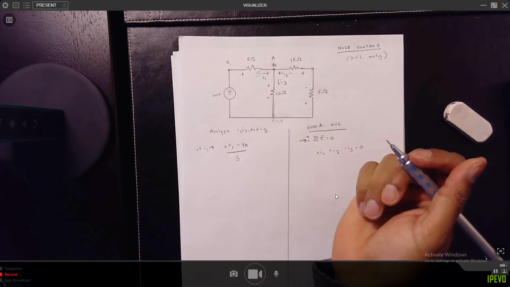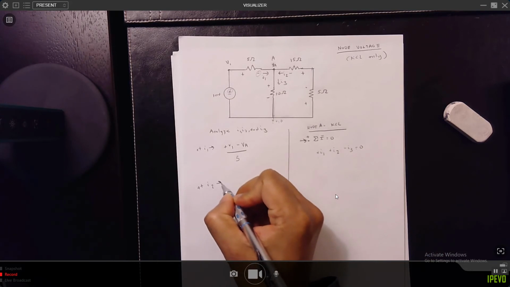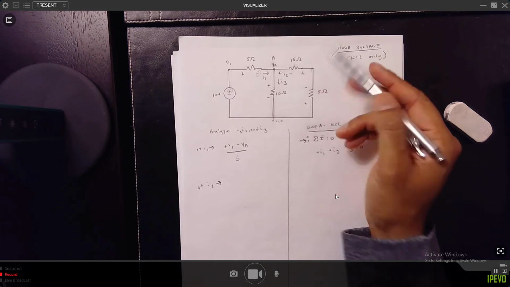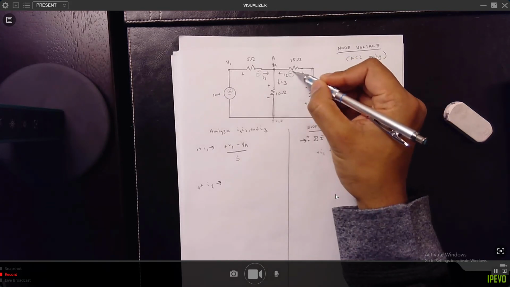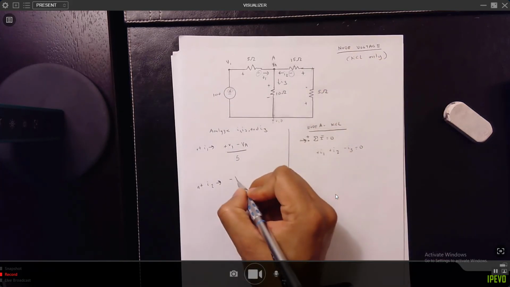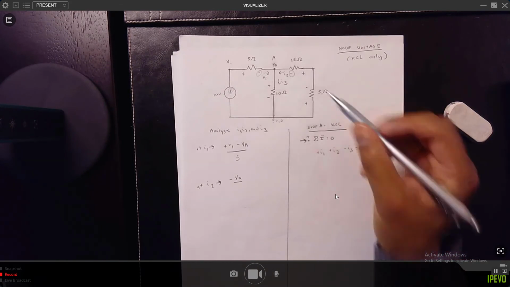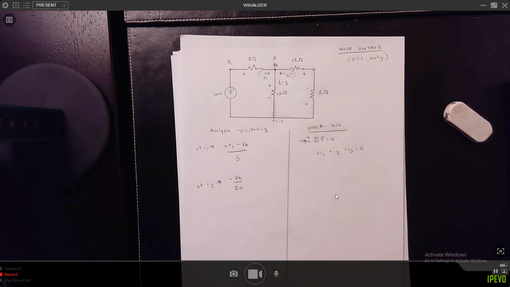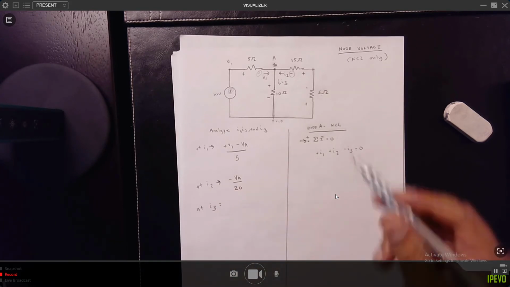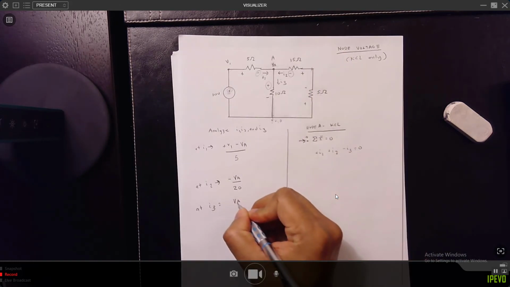At I2, you'll circle the closest sign to the node. That will give you a minus VA over the total resistance, which is 20. At I3, you'll circle the closest sign to the node, which is a VA over 10.